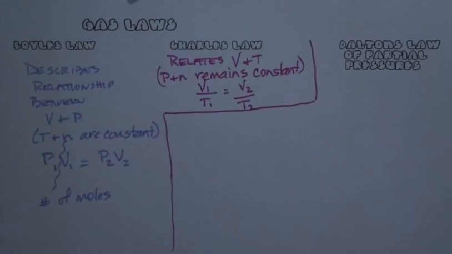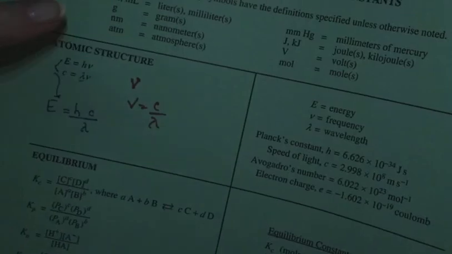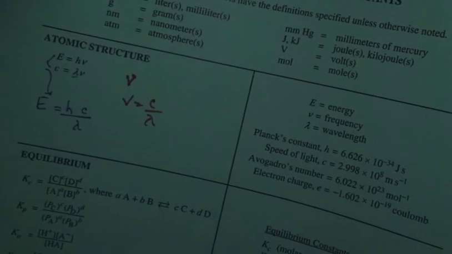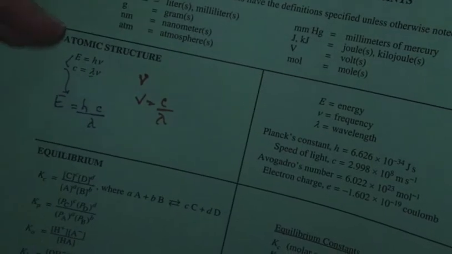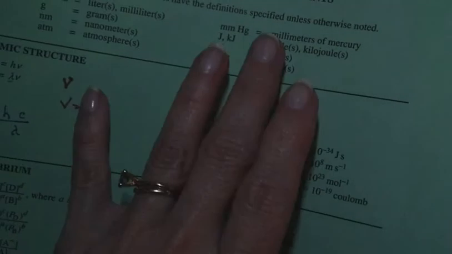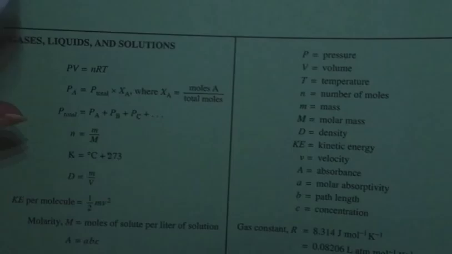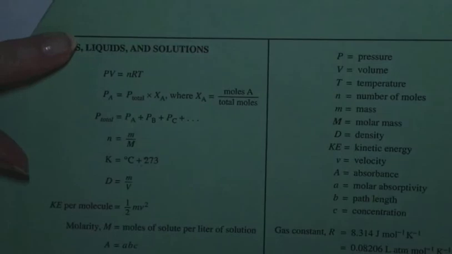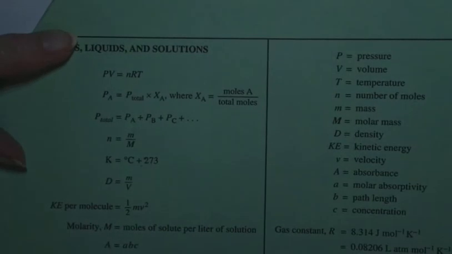So remember to look at the little units that they have here. So we have atomic structure, equilibrium, kinetics, and remember over here on the right hand side are just the variables. On the back side of that, here are the gases and liquids. So learn to use this and not waste time when you're on that multiple choice section hunting stuff down.